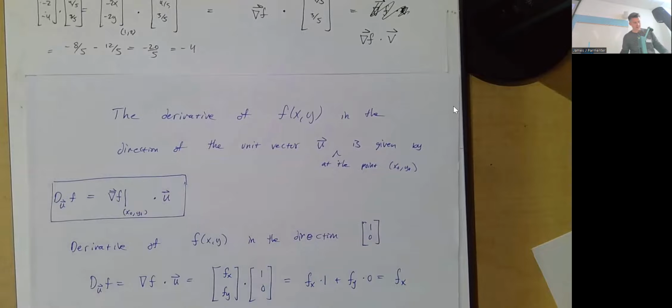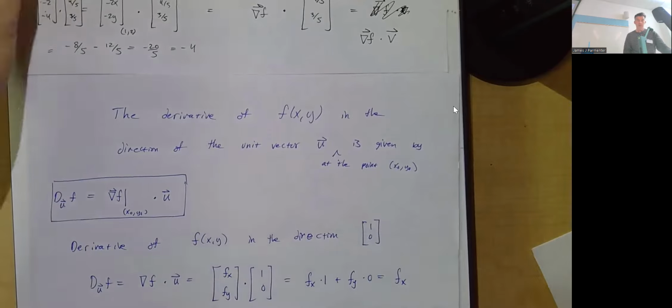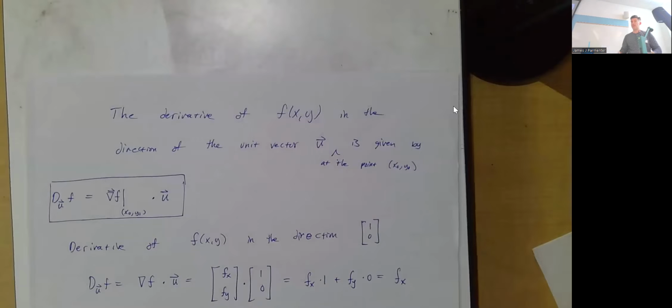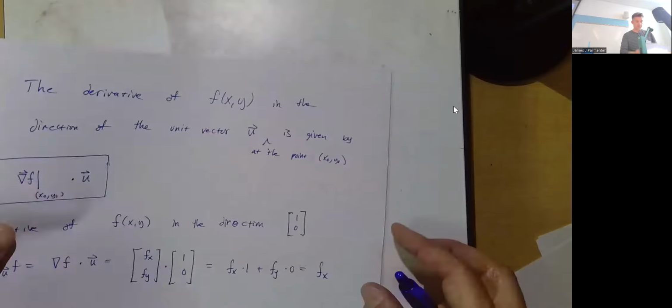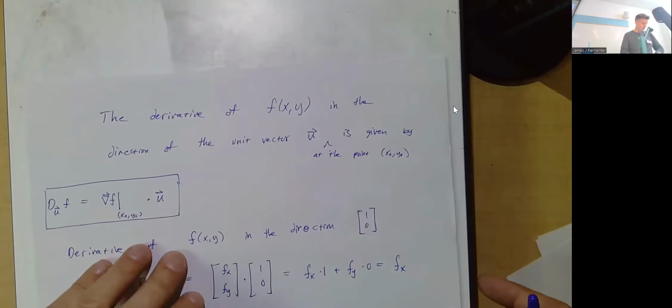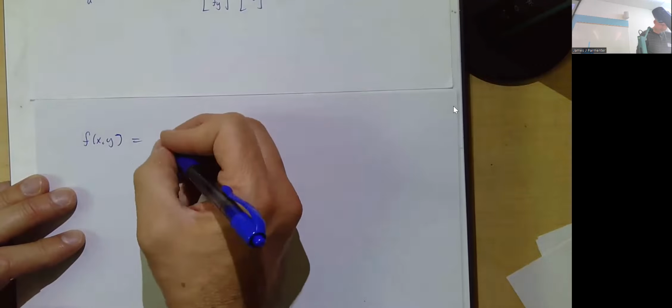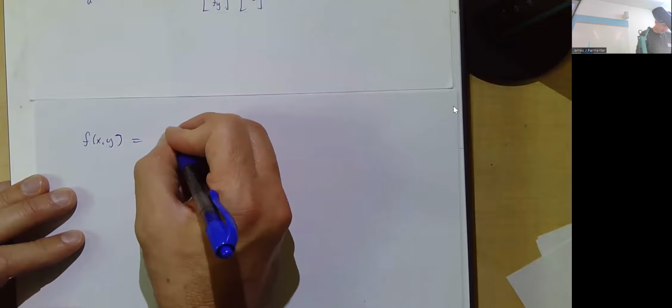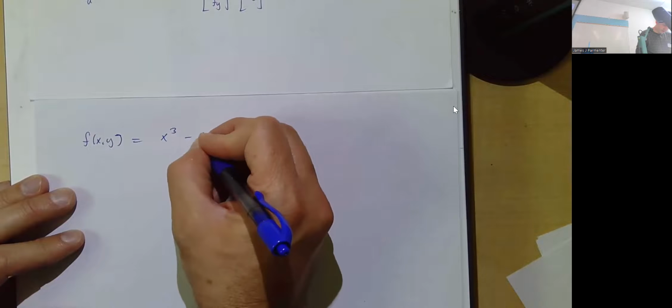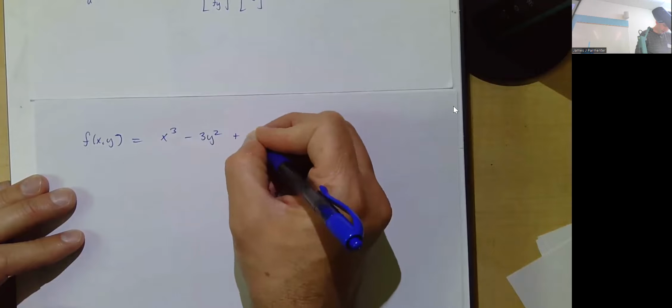Cool. So almost 20 minutes. So let's look at some examples. And there are two things I want to make super clear because they come up often. So let's say a new function. Let's say my function f of x, y is equal to x cubed minus 3y squared plus 8.